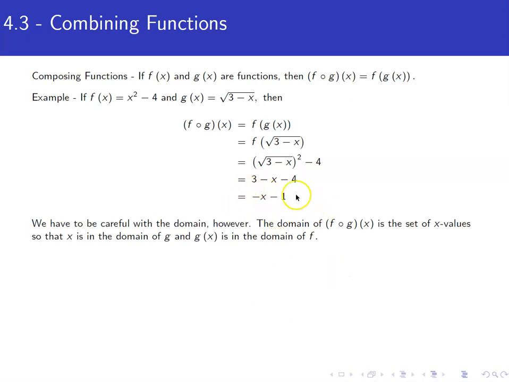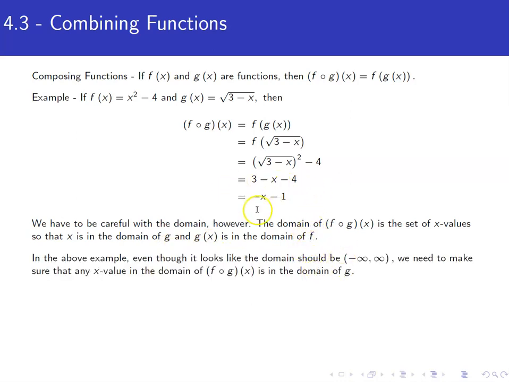Now, with compositions, we have to be careful with what's going on with the domain. If I look at the final answer here, it looks like I can plug whatever I want into x. But remember, this is not how the function was originally defined. The function was originally defined as f composed with g of x. That means that whatever goes in for x has to go into g of x, and what comes out of g of x has to be able to go into f. So it's the set of x values such that x is in the domain of g, and g of x is in the domain of f. x can get plugged into g, and g of x can get plugged into f.